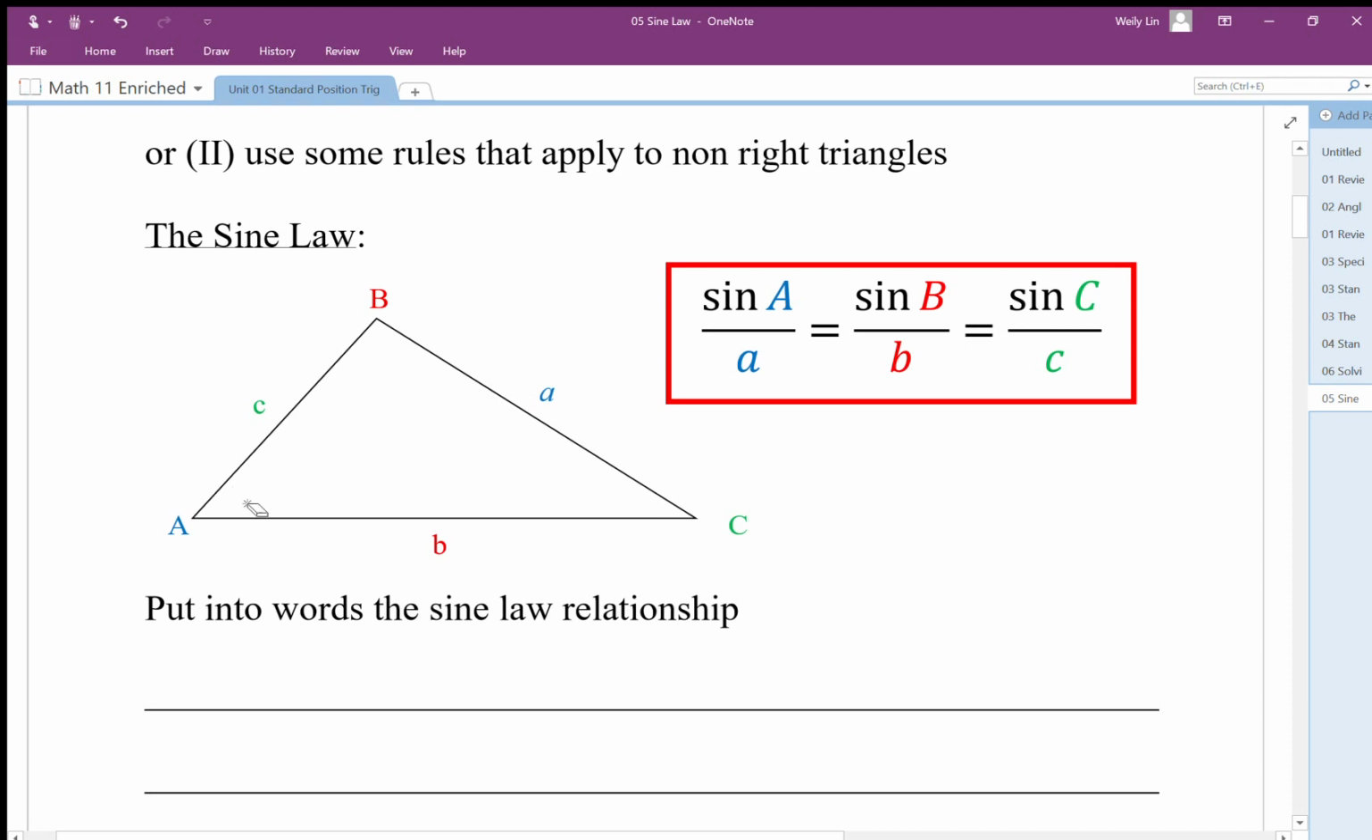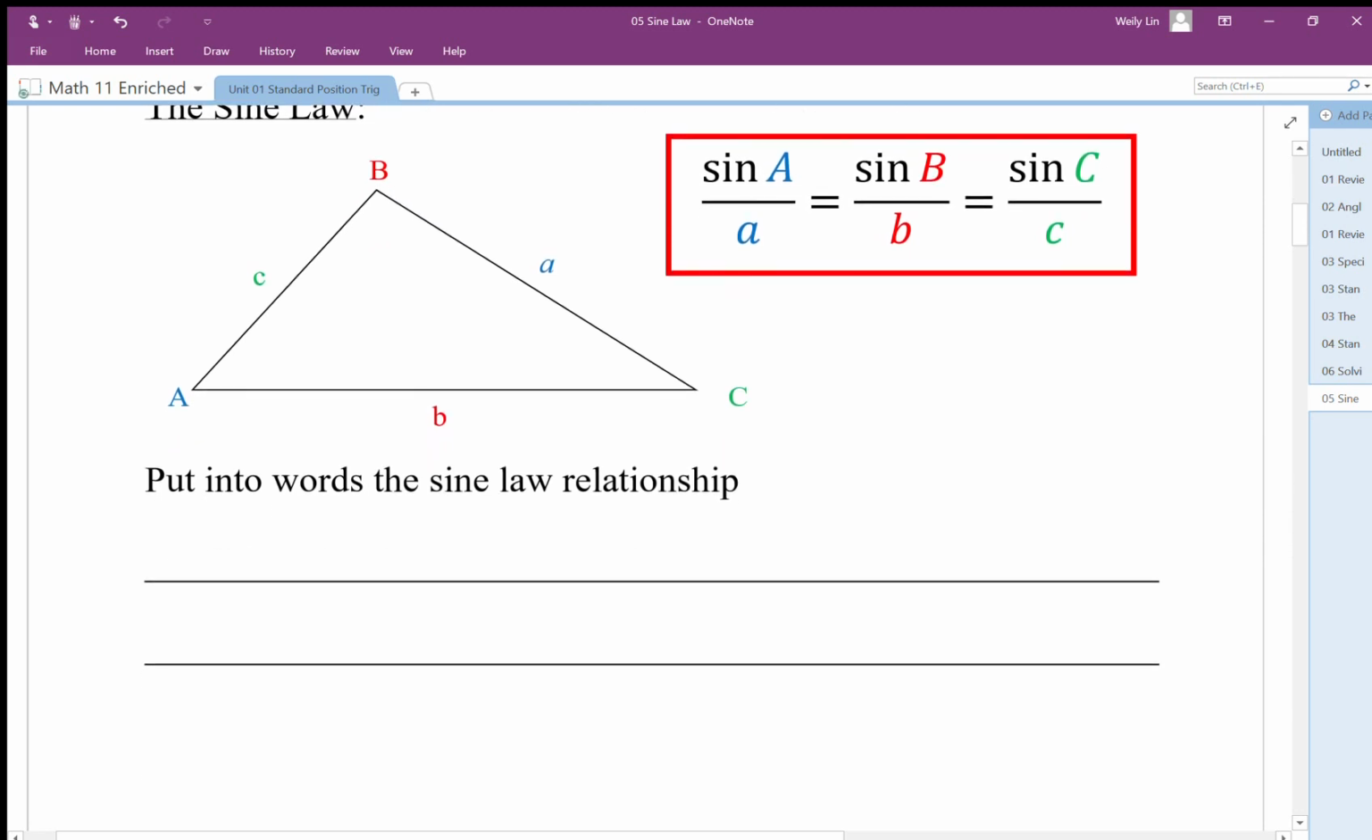So the sine of this angle and this opposite side, that ratio is equivalent to the sine of this angle and the length of the opposite side, and the sine of this angle and the length of the opposite side. So basically they're connected through the sine ratio. So we're going to put into words the sine law relationship.